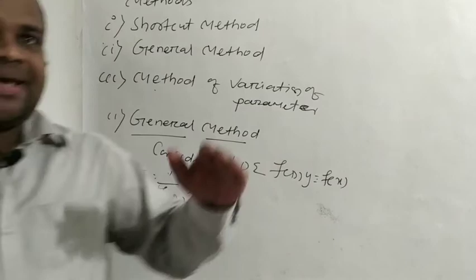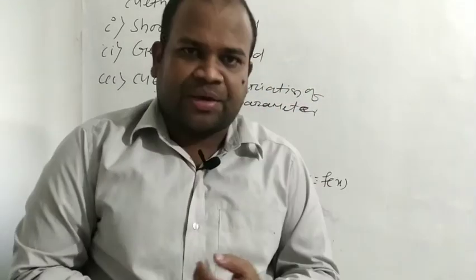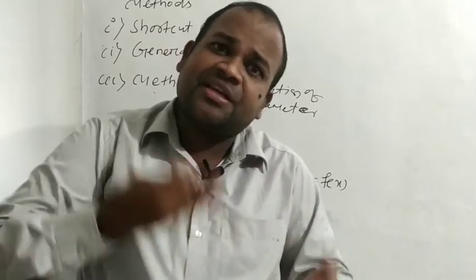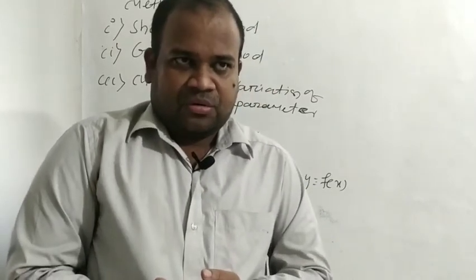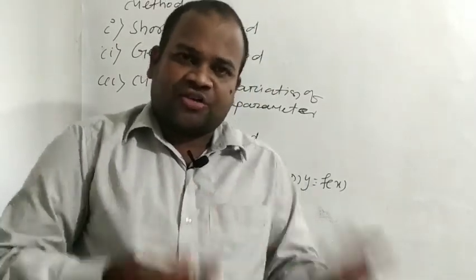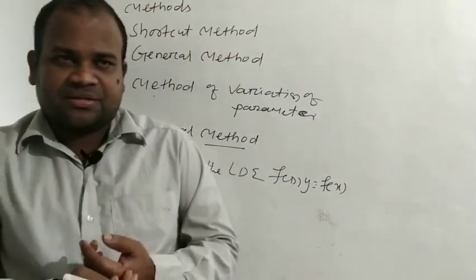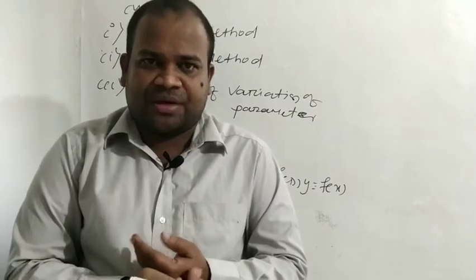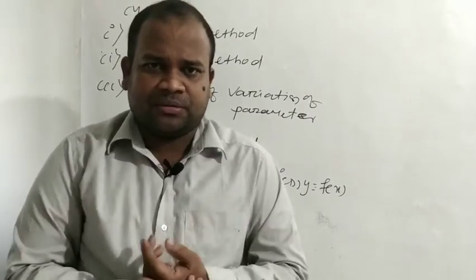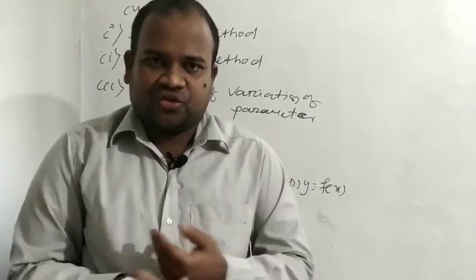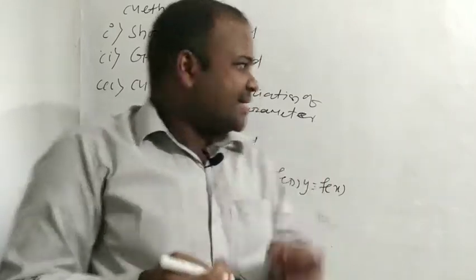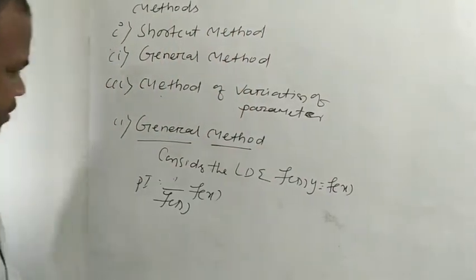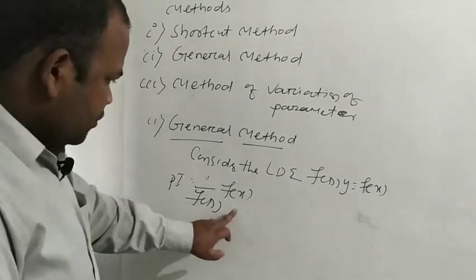For example, exponential like e^x: we can apply type first, which is e^(ax). Type second is sin x, cos x. But sin of e^x, or cos of e^x, it is not possible to apply the shortcut method. Likewise tan x, log x. So in this case, we will choose the general method: 1/f(D) f(x).